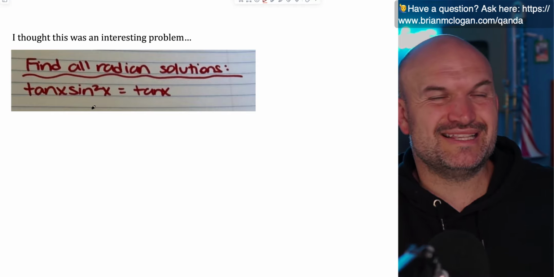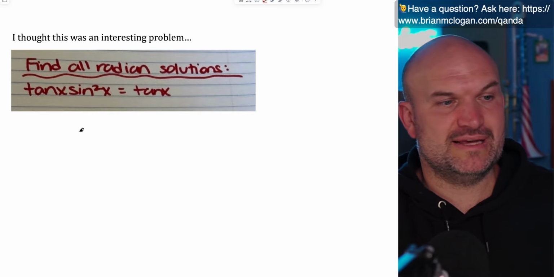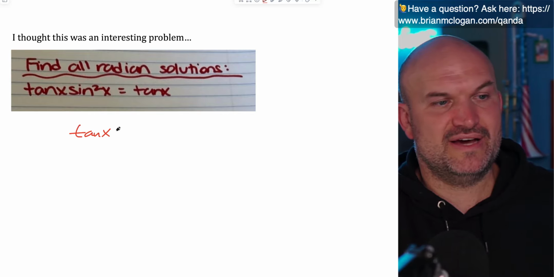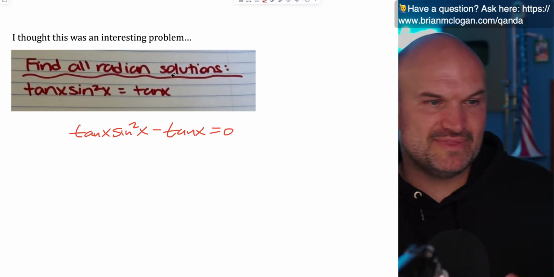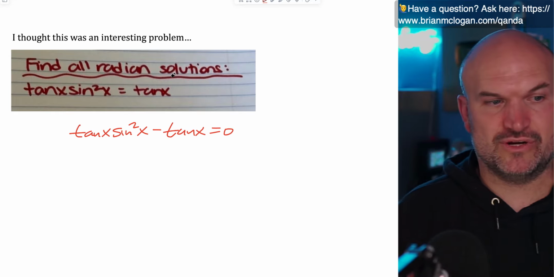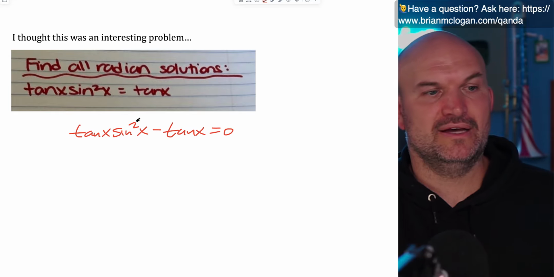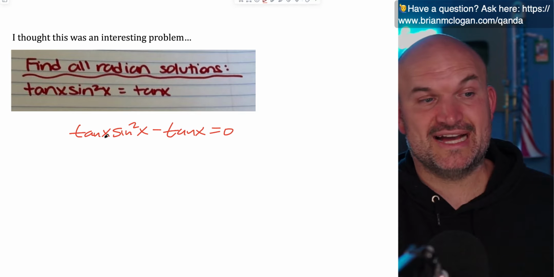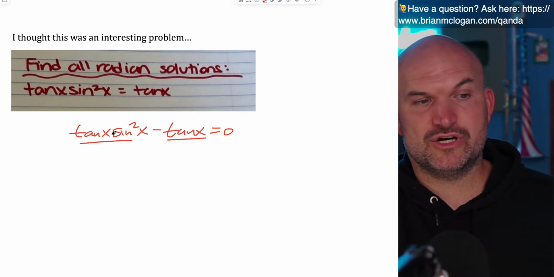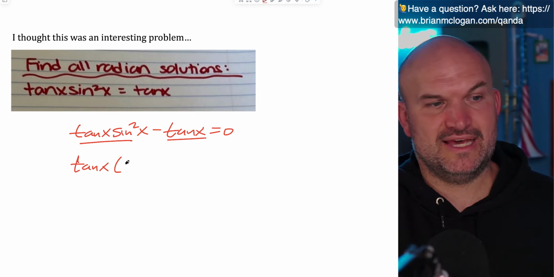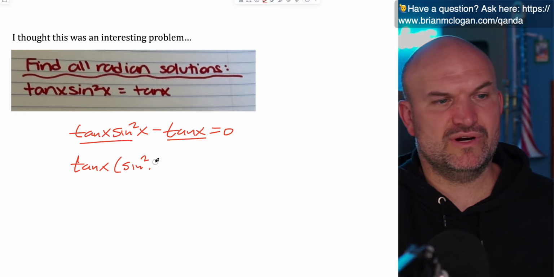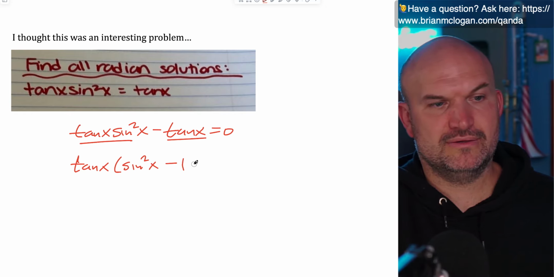So the first thing that makes sense to me is to get everything over to the same side. So when I do that, I have tangent of x sine squared of x minus tangent of x is equal to 0. Now I'm thinking like quadratics, I'm thinking like factoring. What can I extract out of here? And I see I can factor out a tangent x, right? Both these terms separated by subtraction share a tangent of x. So I'm going to factor out the tangent of x. That's going to leave me with a sine squared of x minus 1 is equal to 0.